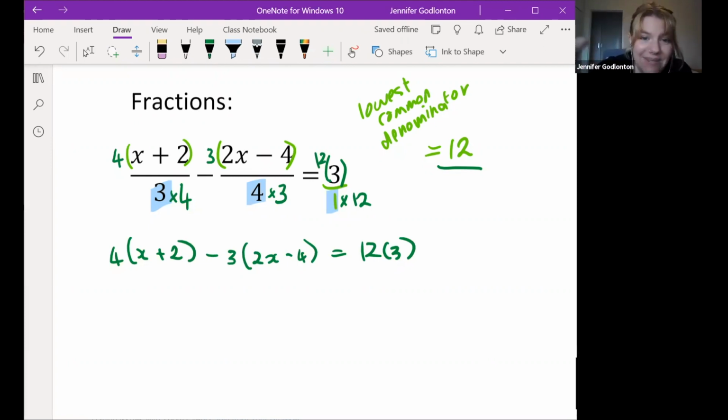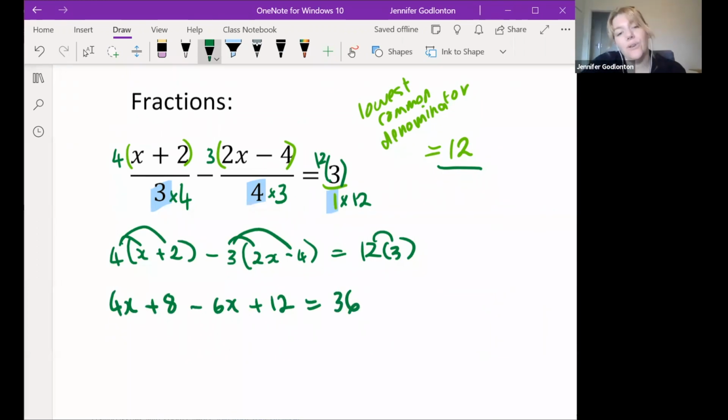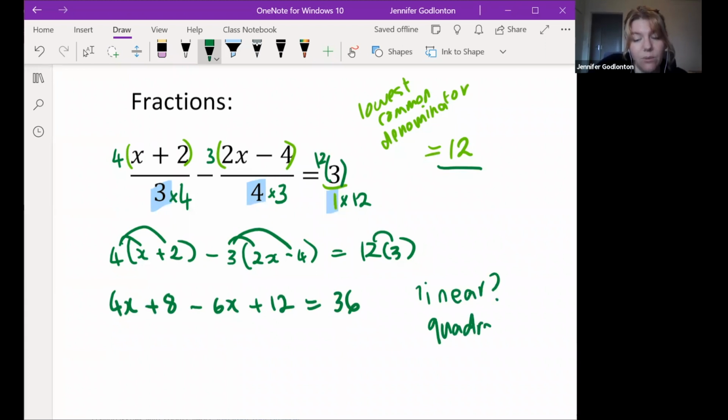Well, let's do this step by step. So we're going to do distribution here. So we're going to get 4x plus 8 minus 6x plus 12 is equal to 36. Now, looking at this equation, guys, can you tell me, is this linear or is this quadratic? What type of equation is this? Is this linear or is this quadratic?